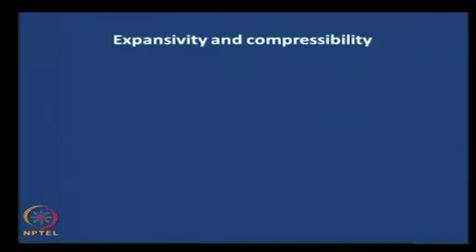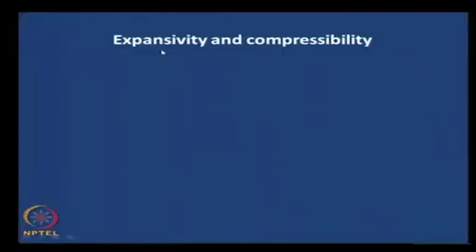Welcome. Now let us look at some of the other variables which are somewhat easily measurable and, more importantly, for which data is available in terms of tables and figures in various sources, including the appendices of your textbook, Smith, Van Ness and Abbott. We are going to look at two things: expansivity and compressibility. Once we have some values associated with these, that gives us an easier way of relating things to unknown aspects.